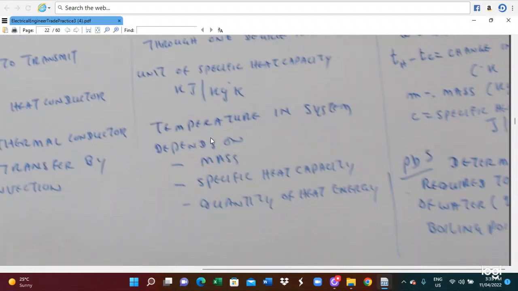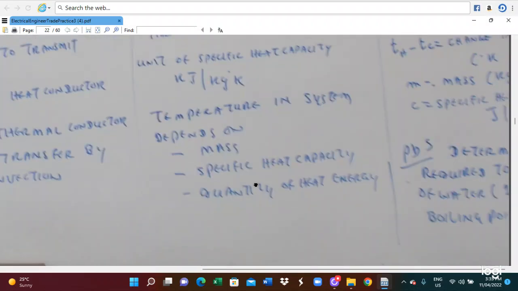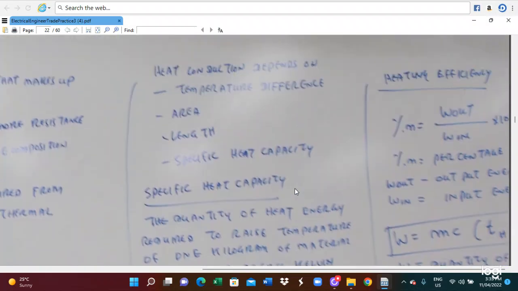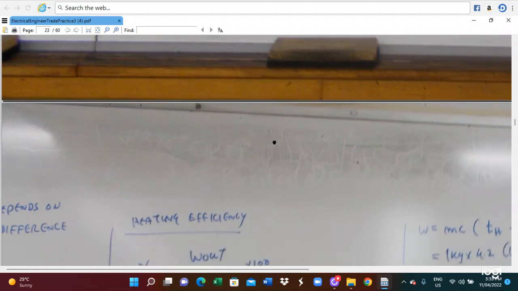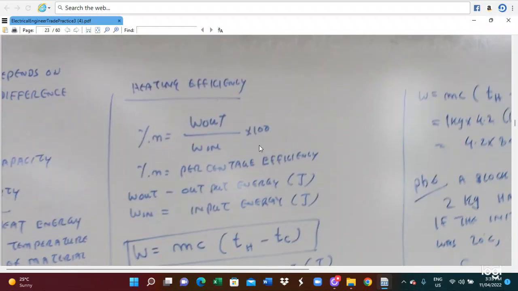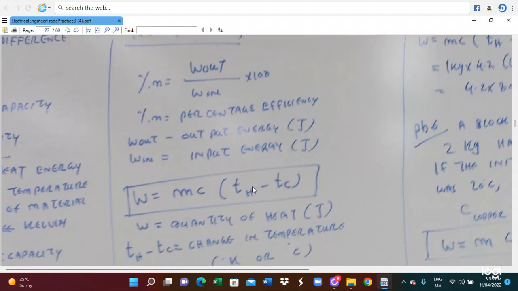Temperature in the system depends on the mass, specific heat capacity, and the quantity of the heat energy. So W equals MC(TH minus TC). So with this equation we have to calculate the formula. Maximum heat efficiency: heat efficiency is a percentage, η equals W output divided by W input times 100. So percentage efficiency, W output energy in joules, W input energy in joules.